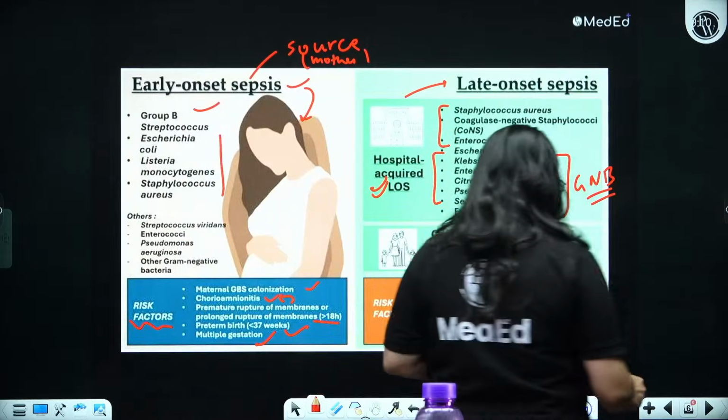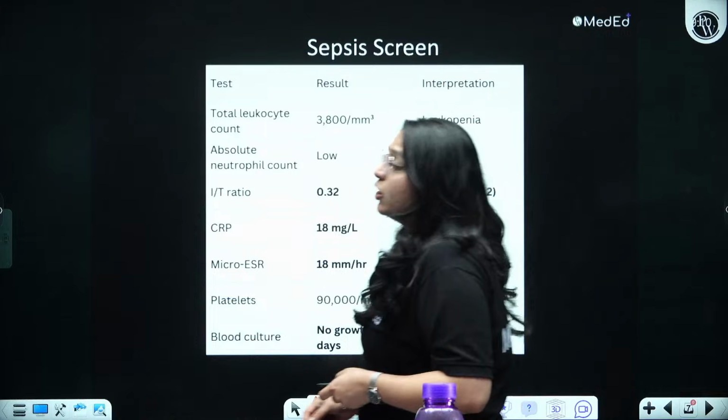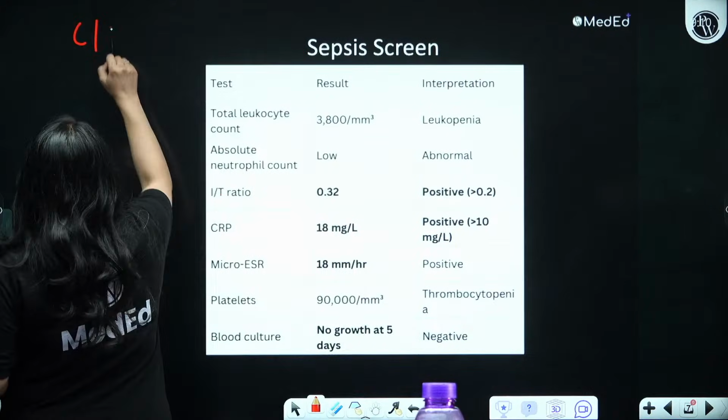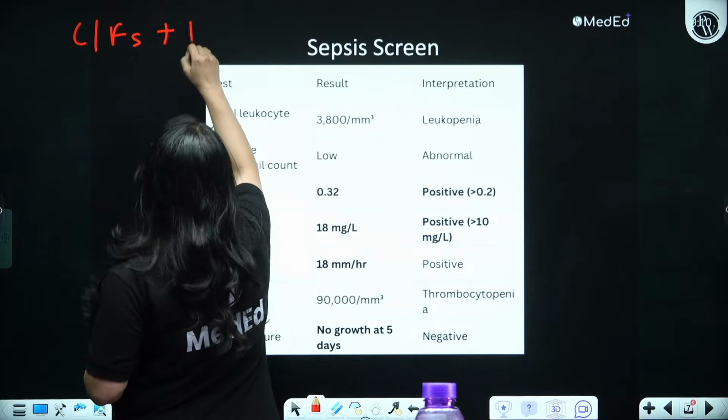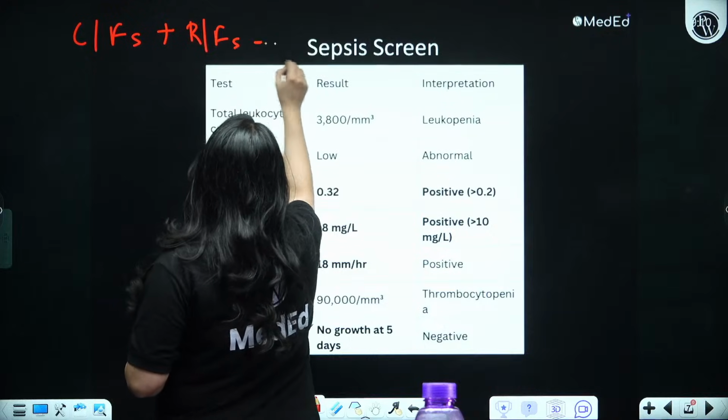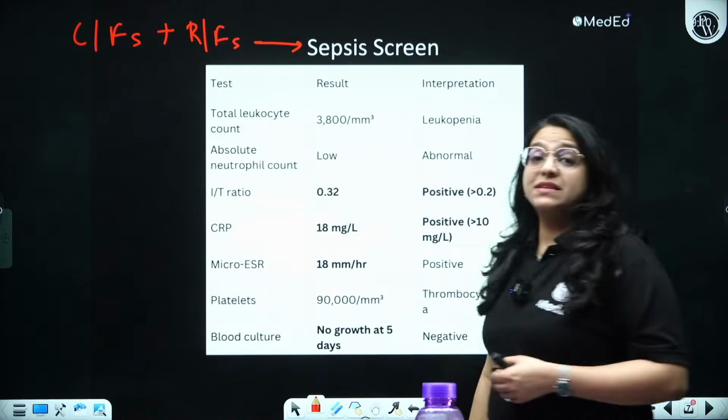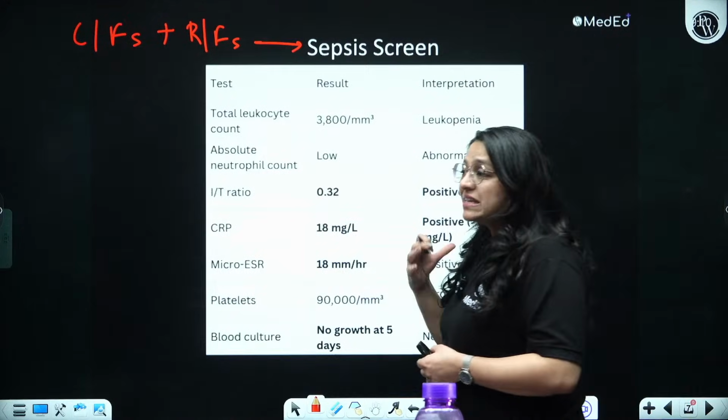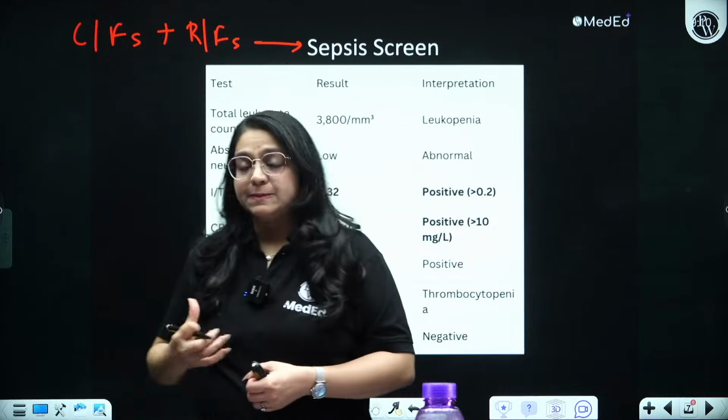So basically, what will you do in your patient? If you have clinical features plus there are risk factors, then the next step that you have to do is a sepsis screen. That is, you want to screen for the presence of neonatal sepsis.